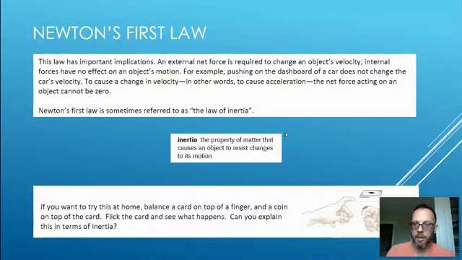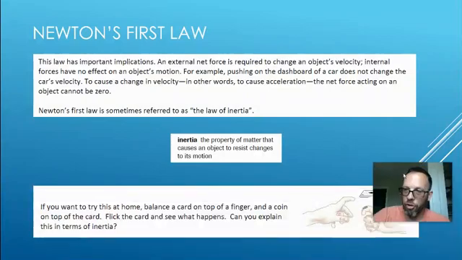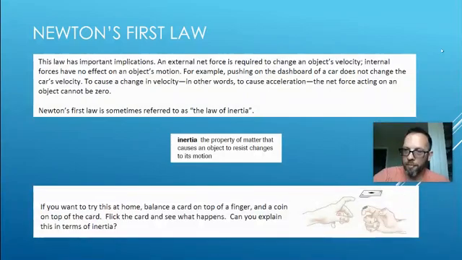A pretty easy demonstration you can do, as long as you have some kind of card and a coin, is to place the card on top of a finger and place a coin on top of the card. So here I have a Pokemon card. This is Chimchar.